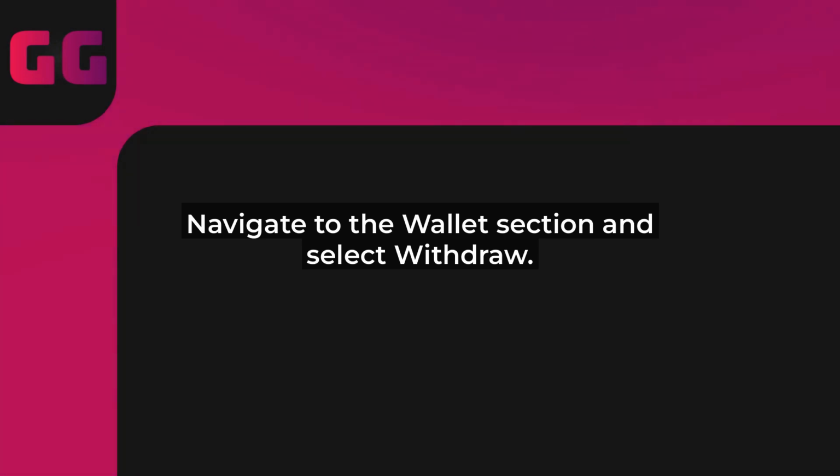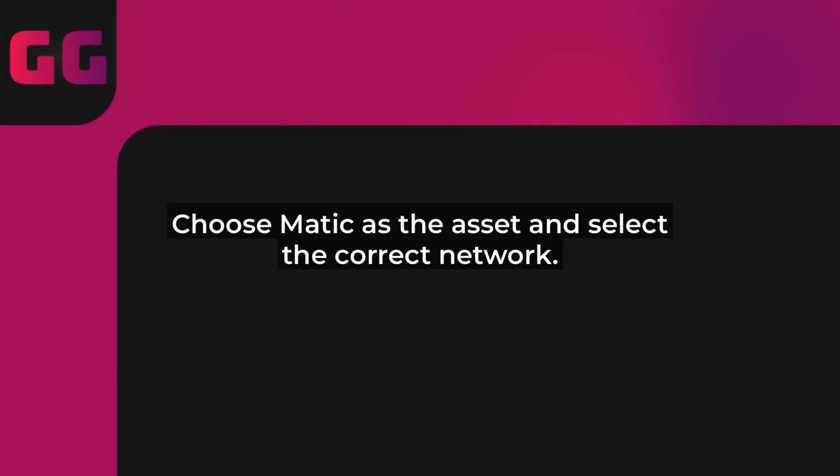First things first, make sure you're logged into your Binance account. Head over to the Wallet section and select Withdraw. This is where the magic happens. Now, search for Matic in the asset list and choose it. Here's a crucial step. Select the correct network.